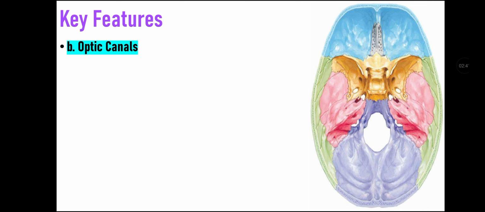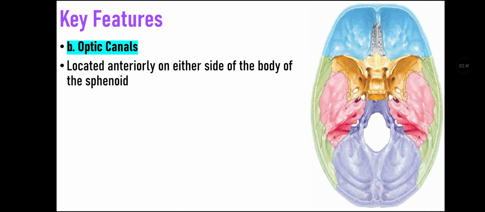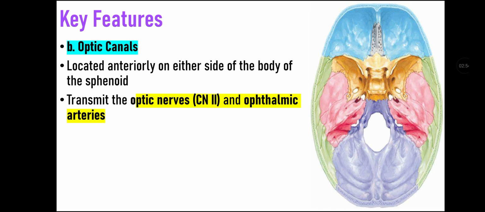Next in key feature we have is optic canal. As you can see here in the diagram, they are just below the midline to the anterior clinoid process. They are located anteriorly on either side of body of sphenoid bone. They transmit the optic nerve and ophthalmic artery.